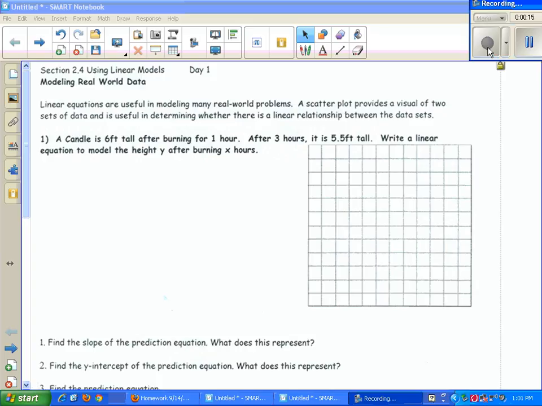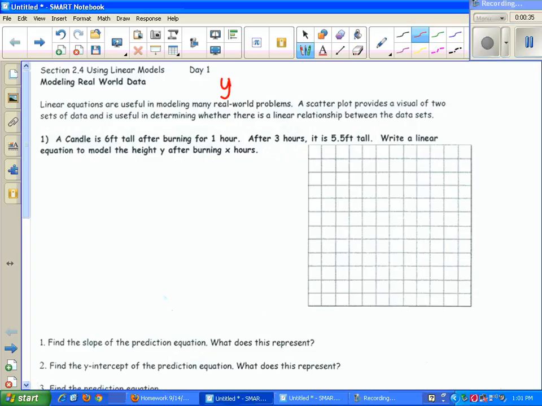A scatter plot provides a visual of two sets of data and is useful in determining whether there is a linear relationship between the data sets. So remember, when we are talking about something that is linear, we are talking about a line. And it's helpful to remember usually the most useful form of a line, the equation we use would be y equals mx plus b.